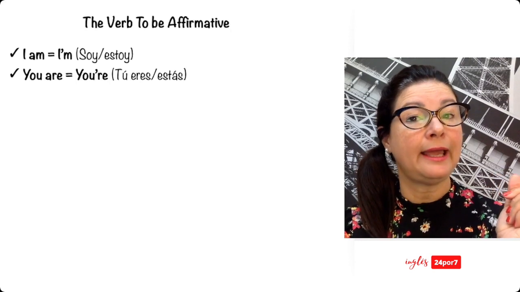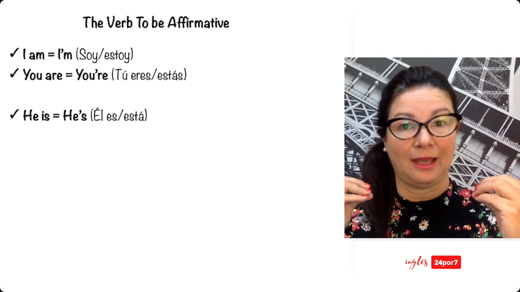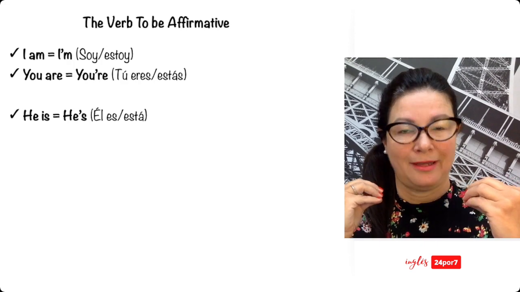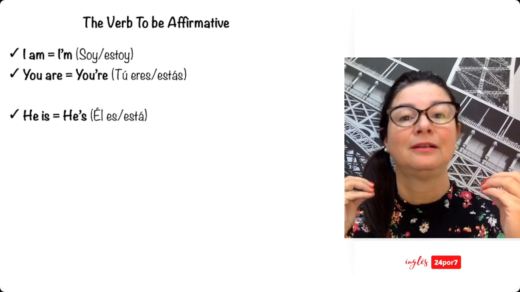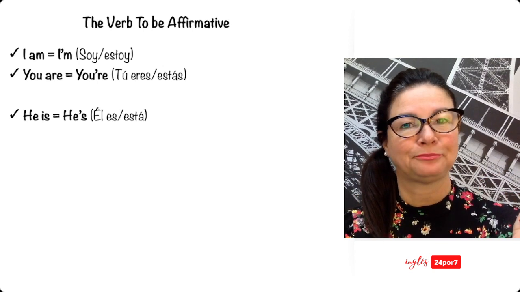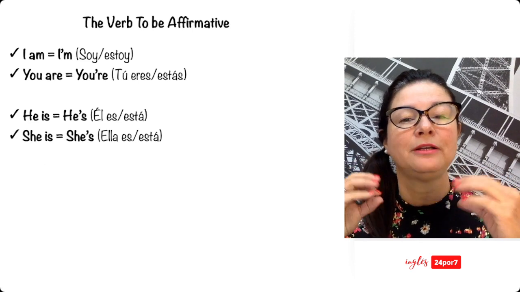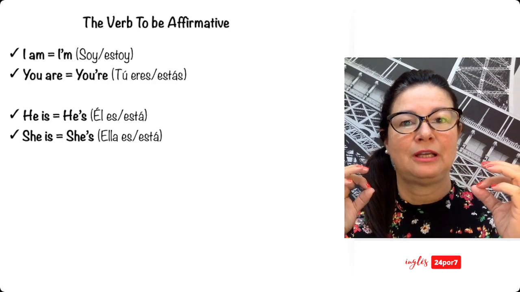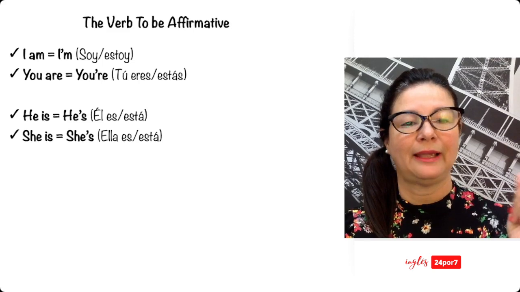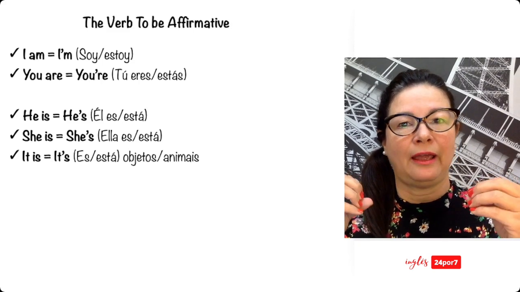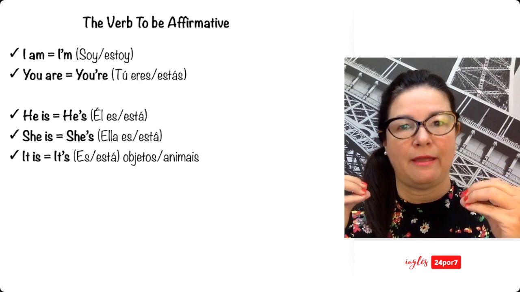El he, que es él, combina con is. He is, or he's. He is, or he's. Y el she combina con is. She is or she's. Y it. It combina con is. It is or it's. It is or it's.